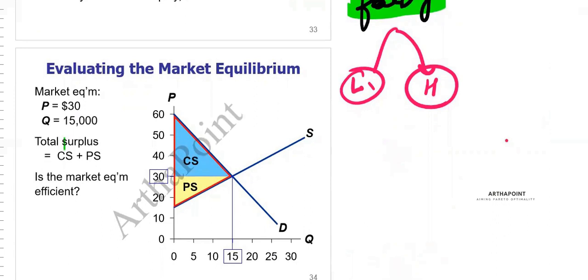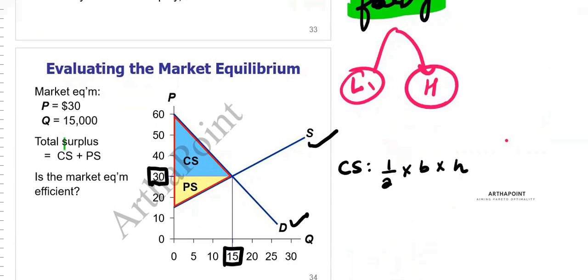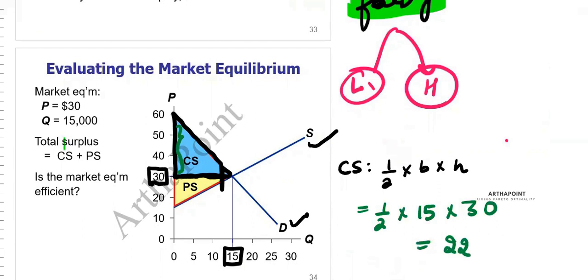Now, let's take an example. Let's say that I have a demand curve and a supply curve, and the demand and the supply are meeting at a price of 30 and the equilibrium quantity is 15. What will be consumer surplus? Half into base into height. Remember, consumer surplus was the area above the price below the demand curve. So what is half into base into height for this? It is going to be half, base is 15, height is this gap, which is 30. So this will be 225. So the consumer surplus is 225.